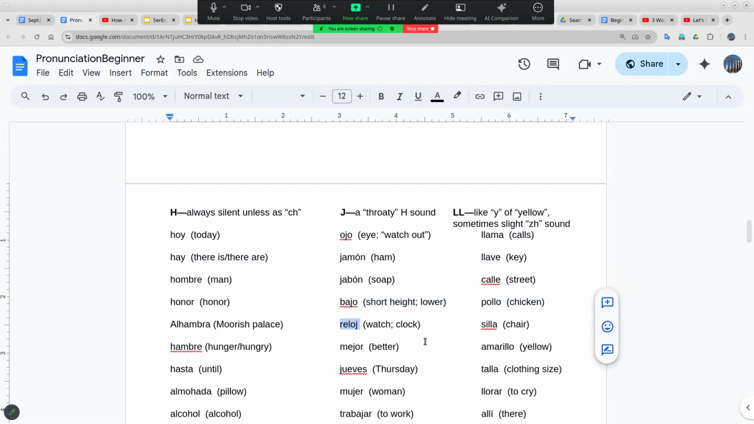Reloj. Reloj. That one really is a little tricky because of that J at the end. Reloj. Okay. Here's a word that's super practical because you'll hear it a lot.